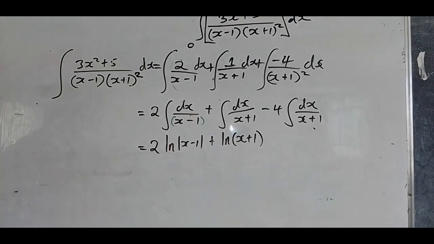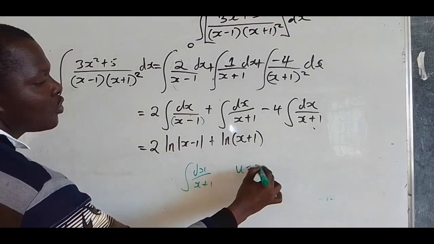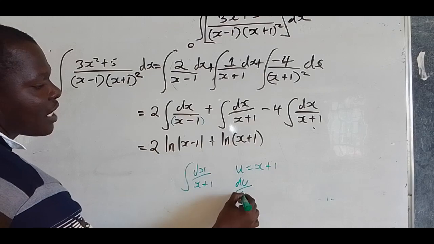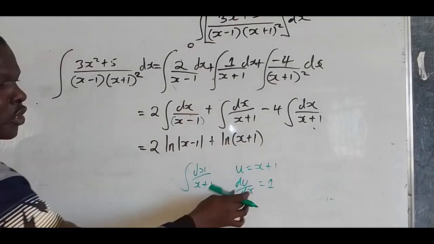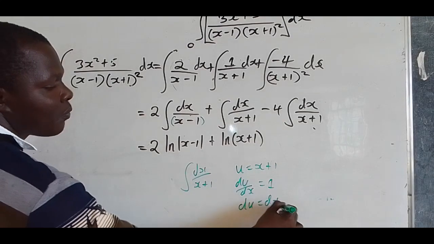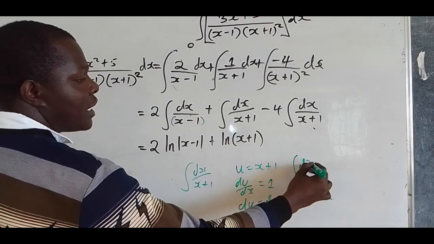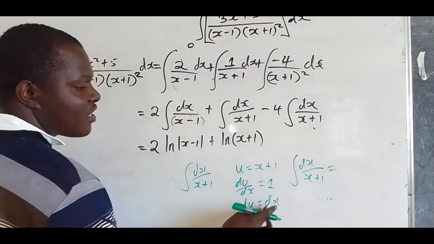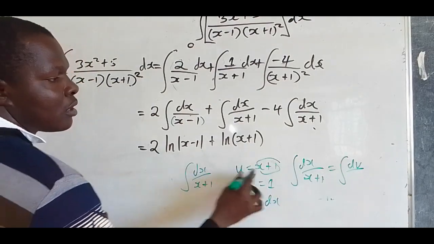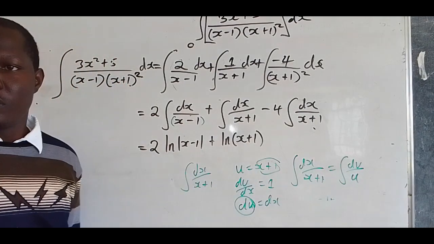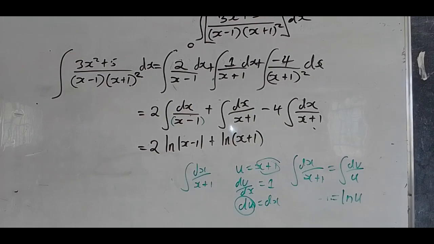Are we together? So in that part, when you have dx over x plus 1, you let u be x plus 1. If you differentiate u with respect to x, you get du over dx is 1. If you differentiate x, you get 1. You differentiate a constant, you get 0, isn't it? You take dx to the other side, you get du is equal to dx. Are we together? Yes. So when we are now integrating dx over x plus 1, dx is the same as du. Where there is dx, you put du. Then x plus 1 is u. So you see you have du over u. When you integrate du over u, you get ln of u, isn't it?